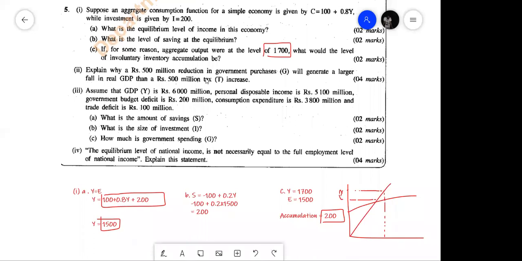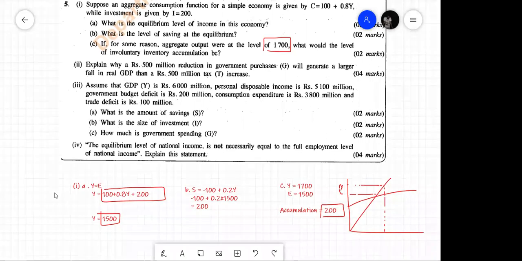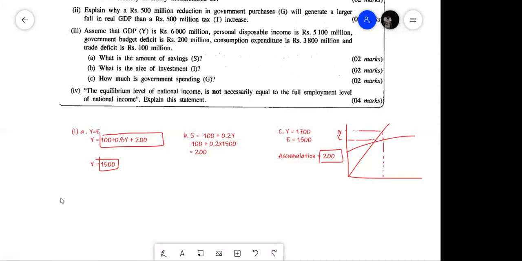Okay. So the balanced budget multiplier, I think I would have taught you all in an MCQ then, right? So I'm not going to go in very much detail. They're asking you, explain why a 500 million reduction in government purchase will generate a larger fall in real GDP than a 500 million increase in tax. If you can understand this question like this, I think you're at a pretty much of a good level.